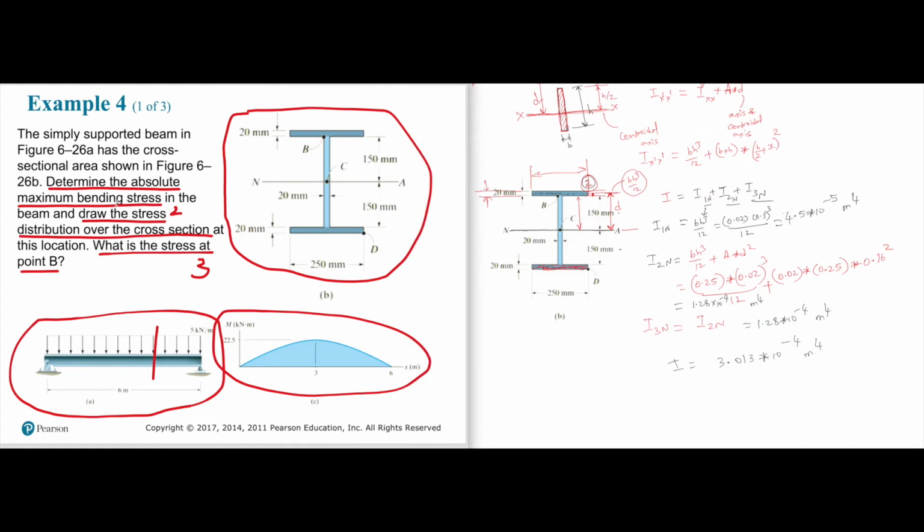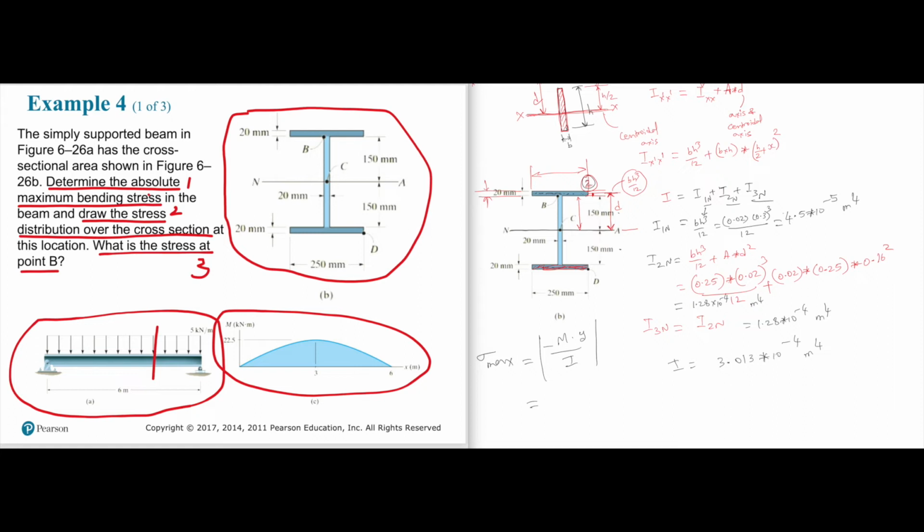Are we done with the problem? No, we are not done with the problem. We have to calculate the first one. Determine the maximum bending stress. Now tell me, what is the maximum bending stress? Maximum bending stress, sigma max, is M times the farthest distance over I, because we want magnitude, either compression or tension.